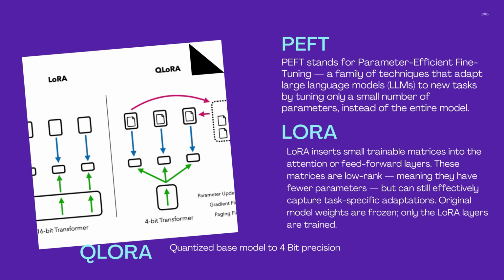PEFT, or parameter efficient fine tuning, is a family of techniques that adapt large language models to a new task by tuning only a small subset of parameters instead of the entire model. So this makes it really fast to fine tune. You must have heard of LoRA, which is an implementation of PEFT. LoRA inserts small trainable matrices into the attention or feed forward layers. These matrices are low rank, meaning they have fewer parameters but can still effectively capture the task specific adaptations. As the name suggests, LoRA means low rank adaptation. Original model weights are frozen, and only the LoRA weights are trained. And if we integrate quantization with LoRA, it becomes QLoRA.